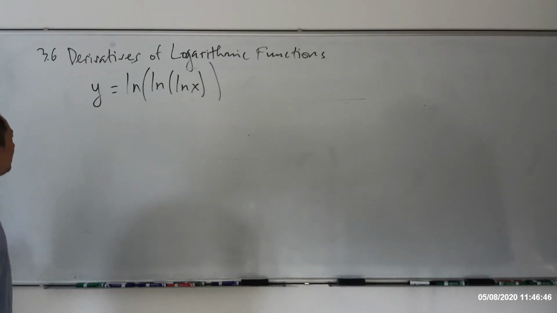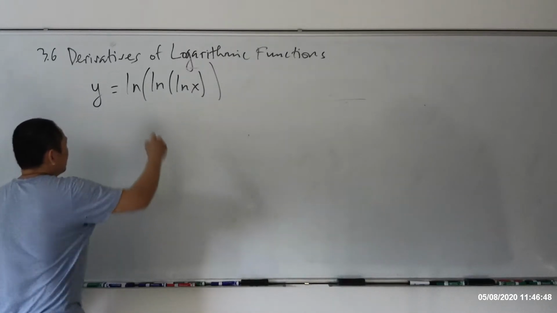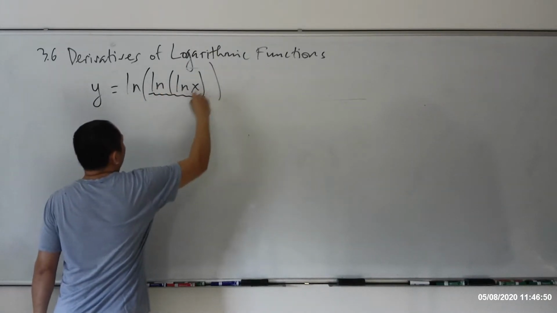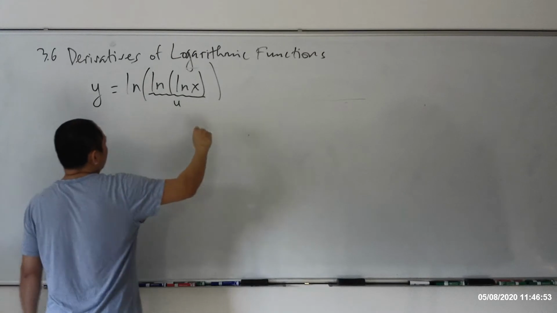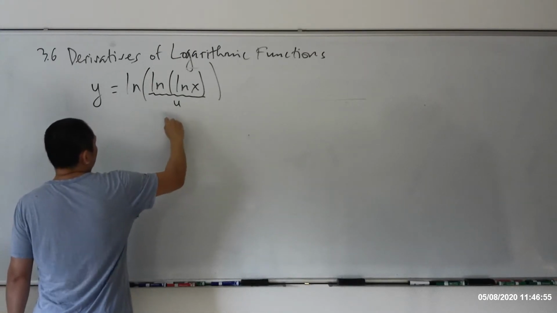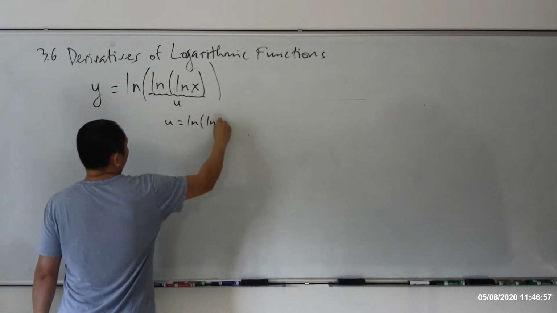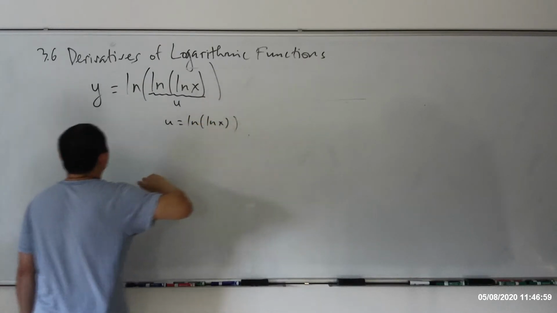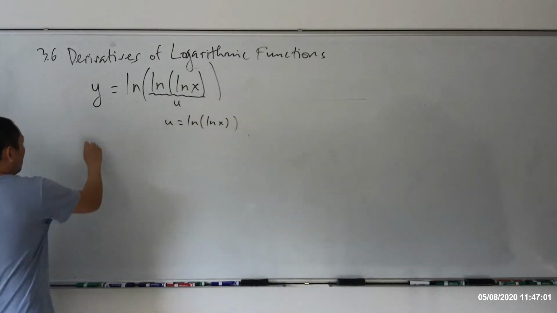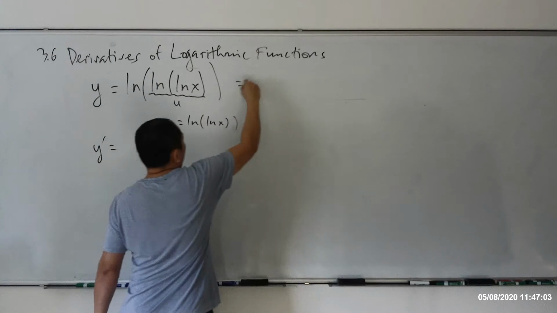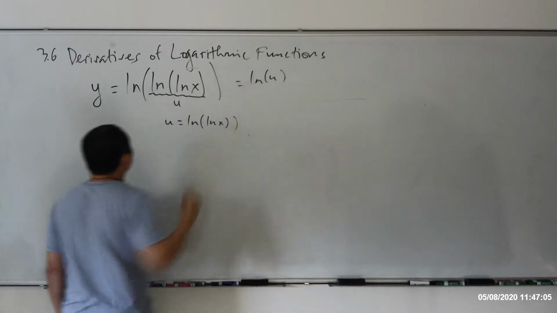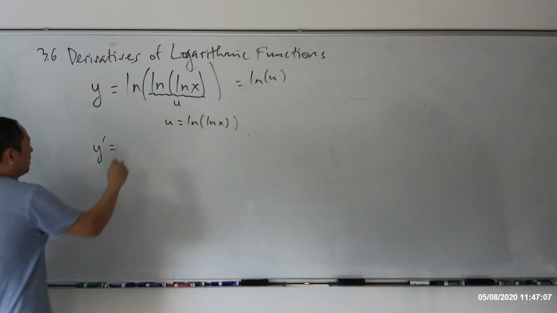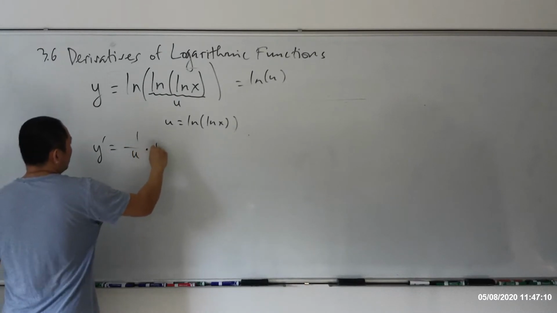All right. It seems like we have a pretty complicated function, huh? So let's call this a u. Think of it, this is u equal to ln of x. So this is y equal to ln of u, right? So y prime is gonna be the derivative of ln of u. Okay. So y prime is what? 1 over u times u prime.